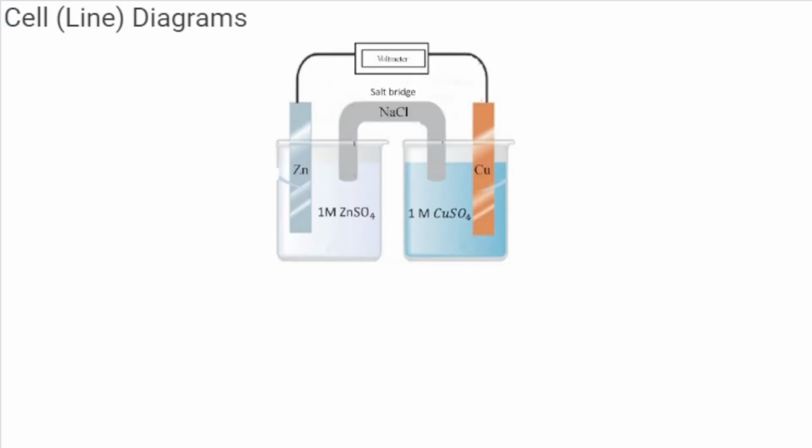So here we have a galvanic cell where we have a zinc electrode in a zinc sulfate solution, where it's attached with a wire going through a voltmeter, going down through a copper electrode into a copper sulfate solution, and both of our aqueous solutions are connected with a salt bridge.